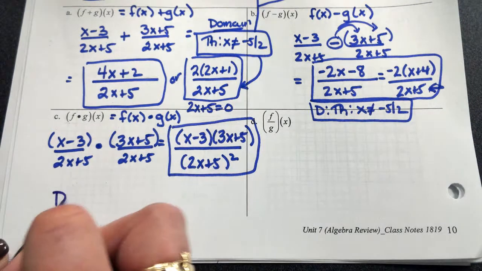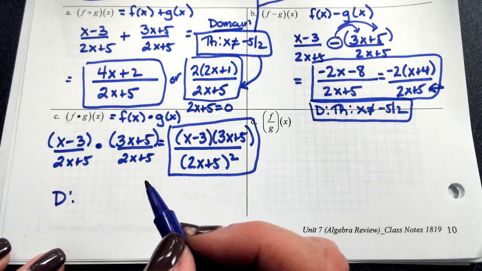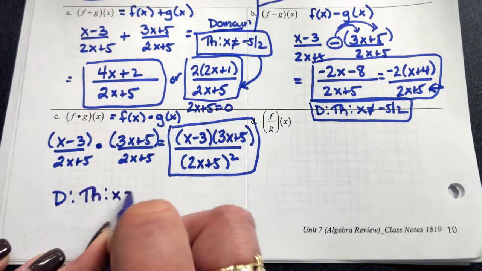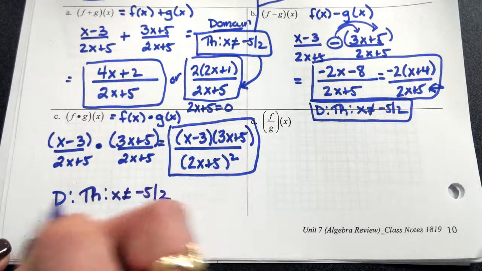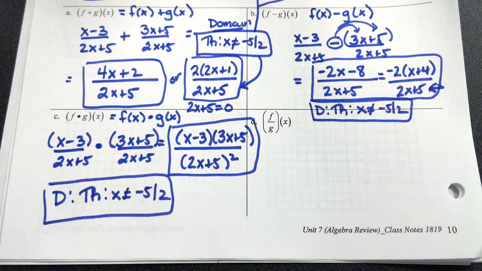What's the domain going to be? Same thing. All real numbers such that x cannot be equal to negative 5/2. Okay? So any questions on how you can multiply those fractions together?